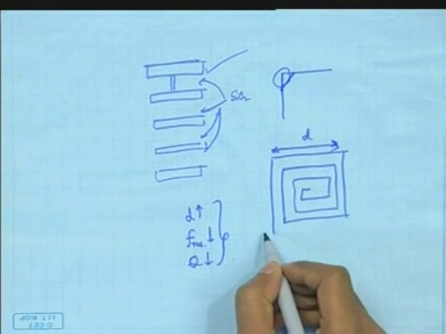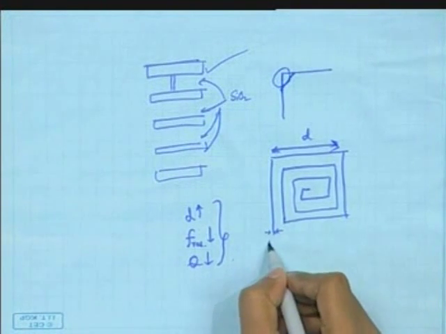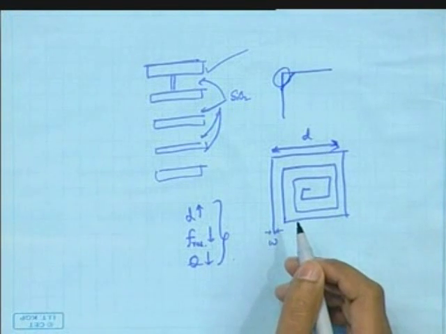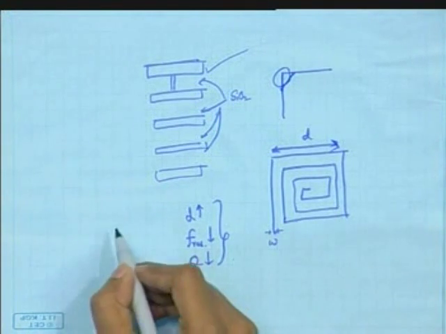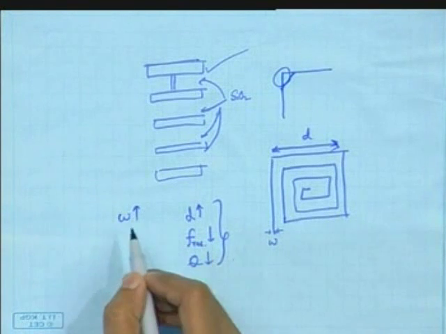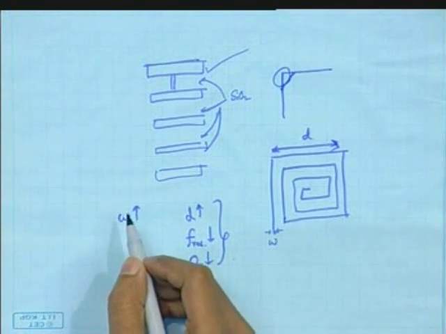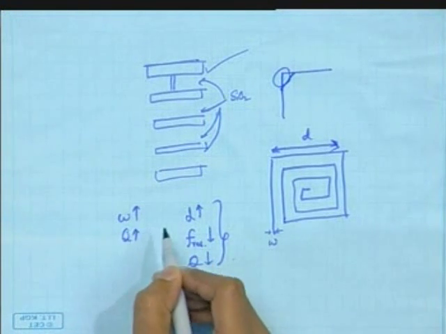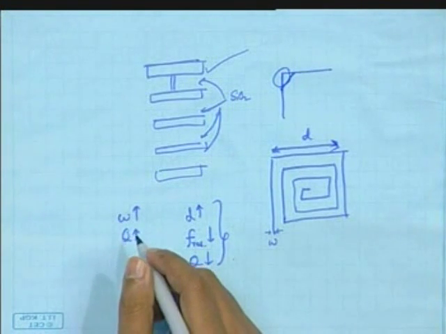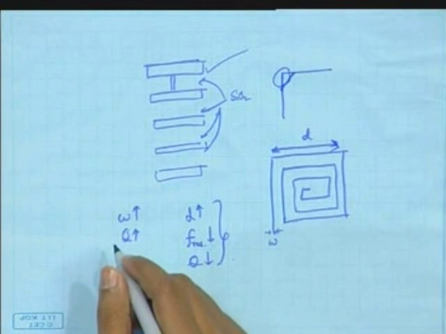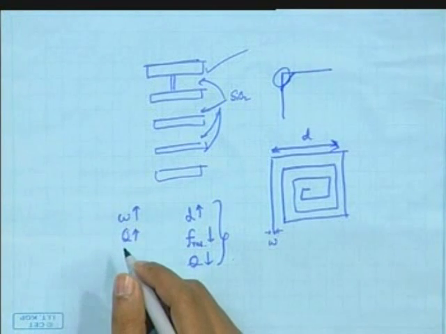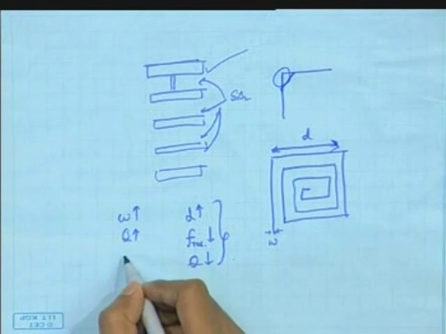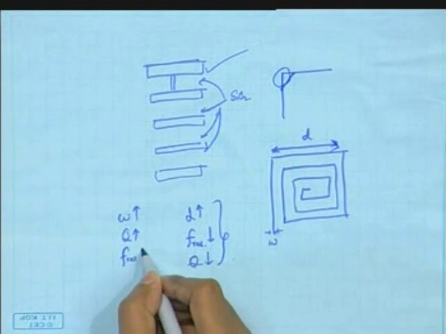Another factor is the width of the metal line. Let's take it as W. Now what will happen if I increase W? Yes, the series resistance will decrease, less loss, so the quality factor will increase. And what will happen to the capacitance? We are making the line wider. Yes, the capacitance will increase, and hence we will also have a lower self resonant frequency.